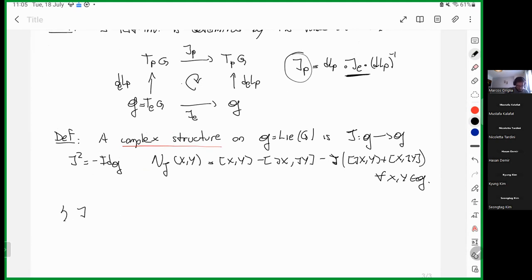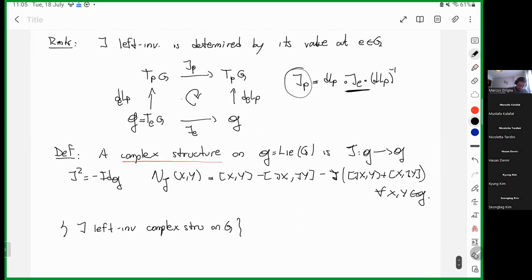So we have an identification of left invariant complex structures on G, as we defined yesterday. I mean, complex structure, left invariant means that these maps are holomorphic. So any left invariant complex structure in your group can be identified with just a complex structure J in your Lie algebra.